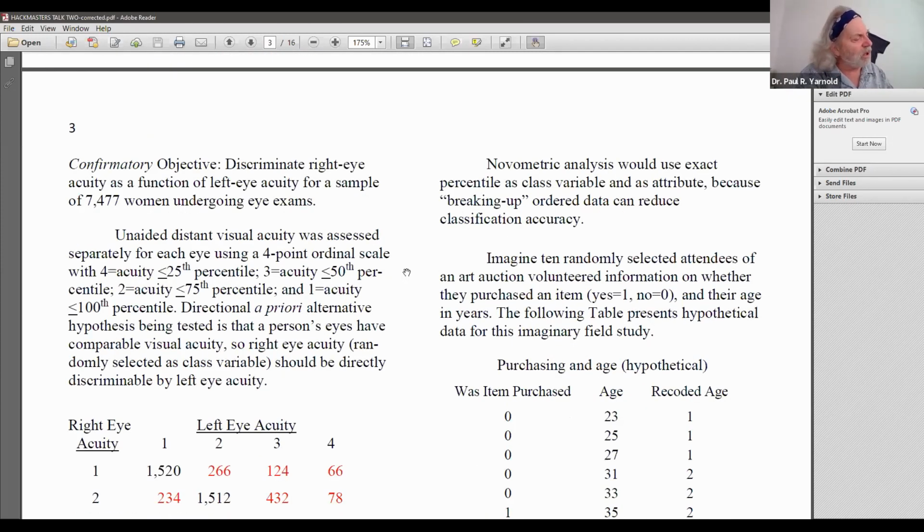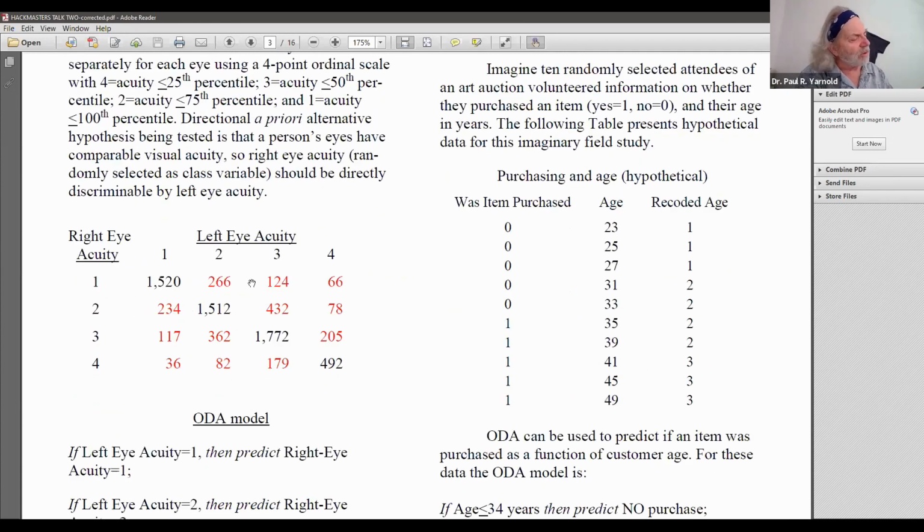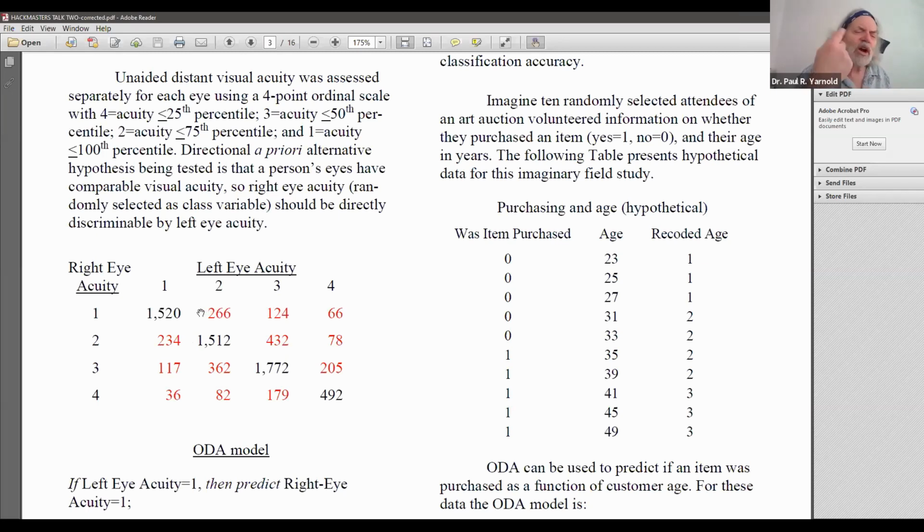The second example, the next page, page 3, Donish, is confirmatory. The objective of this study was to discriminate right eye acuity based on left eye acuity.